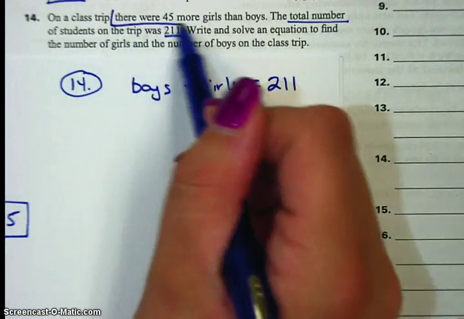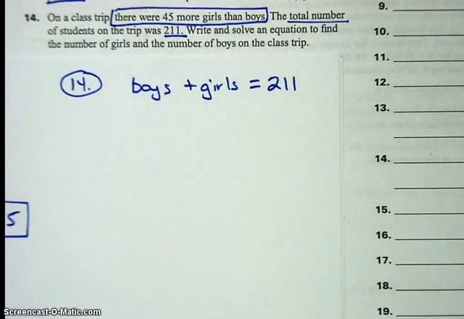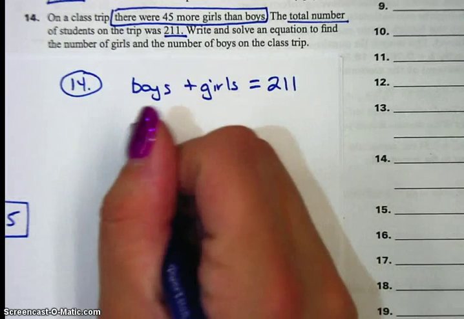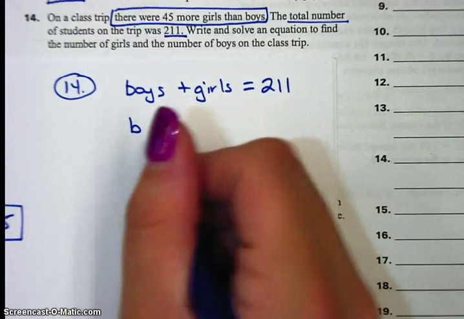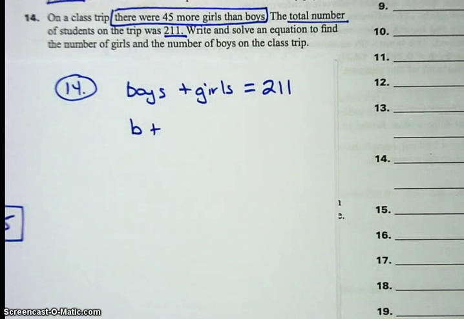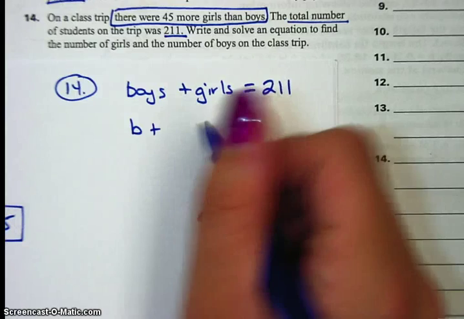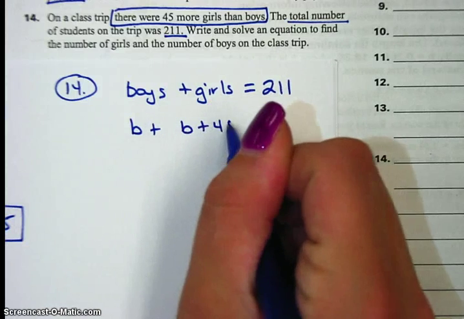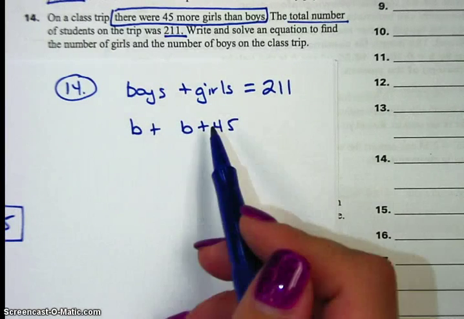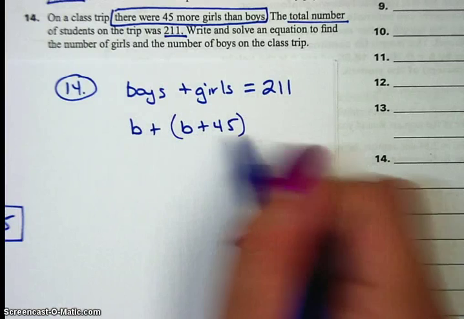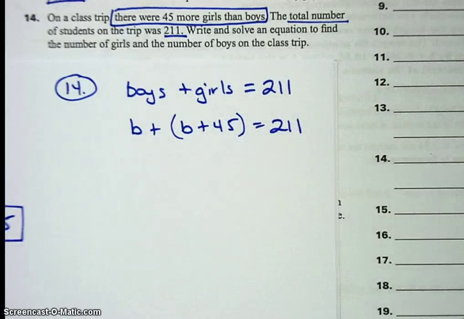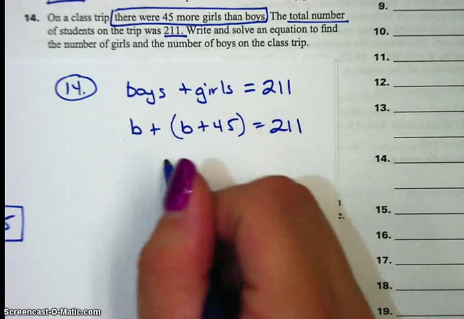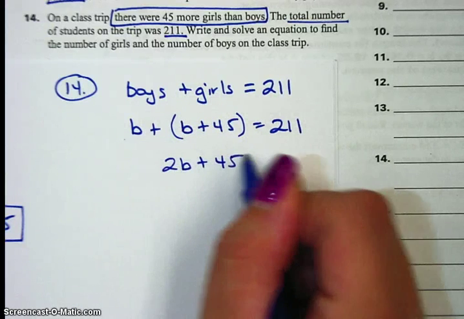Now they give us some information here about the girls. It says there were 45 more girls than boys. So I'm going to let my variable be B for boys. I don't know how many boys I have. But I know my girls are 45 more than the boys. So that means it's the same as the B plus 45. So if I have 100 boys, I have 145 girls. So this right here represents the girls, B plus 45. And this still equals 211. So now I have B plus B, which is 2B plus 45.